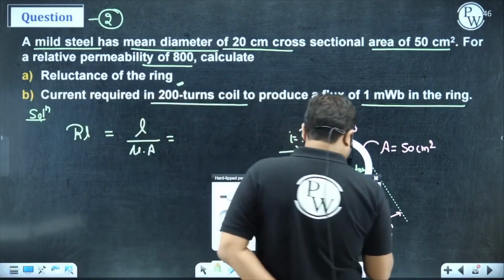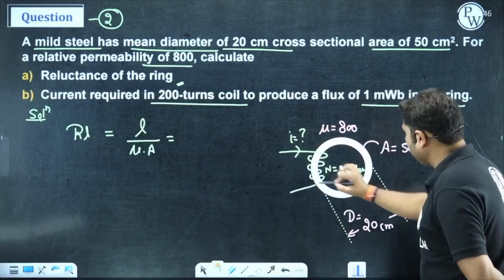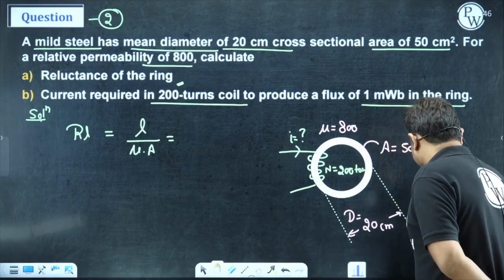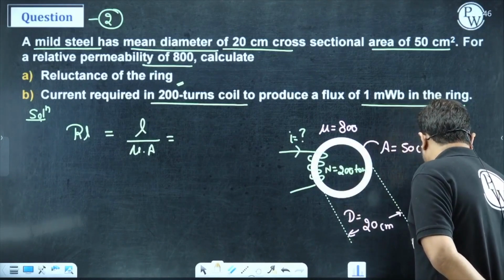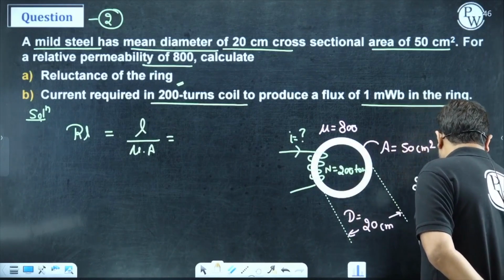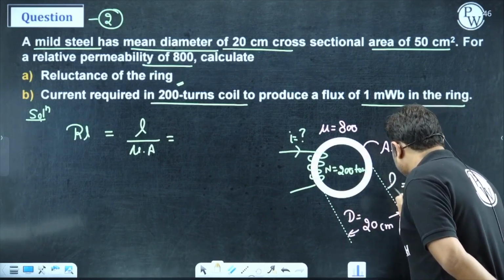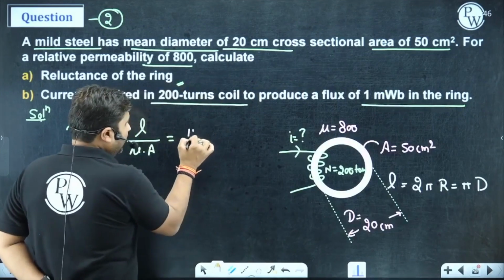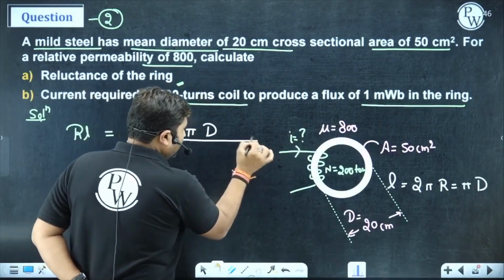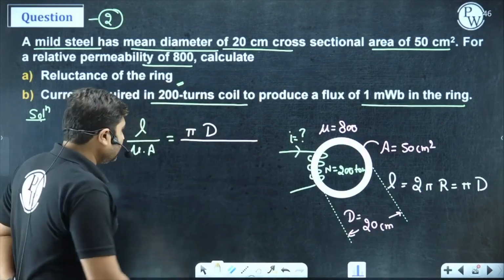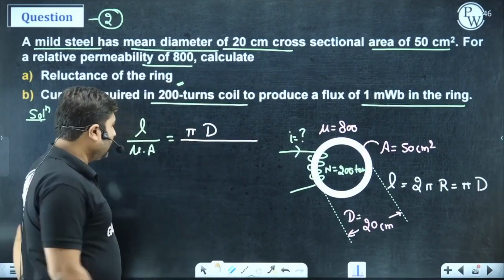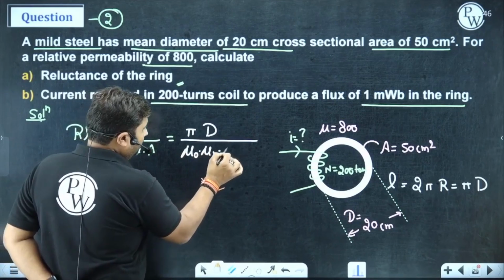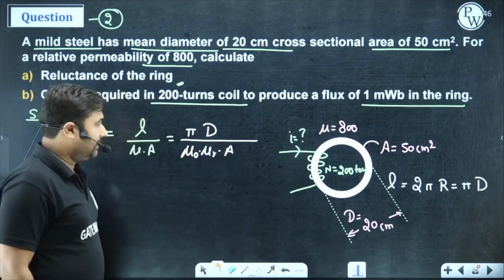If you know the diameter, you can calculate the mean length. What is mean length? Sir, if we have a mean diameter, then the circumference of this circle is 2 pi r, or you can say pi into d. This is your mean length of the core. So we have mean length of the core as pi into d. And mu can be represented as mu naught into mu r, into A. Is it okay? Yes, sir.